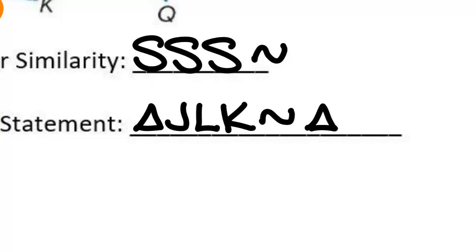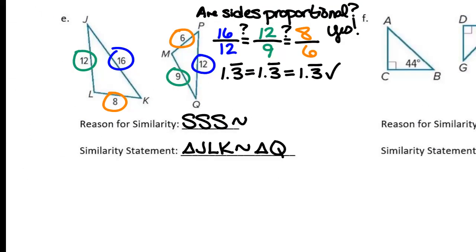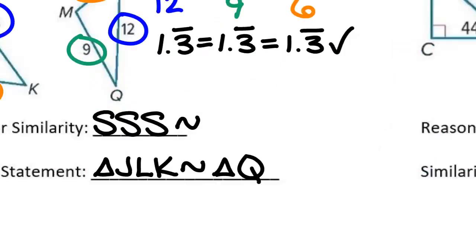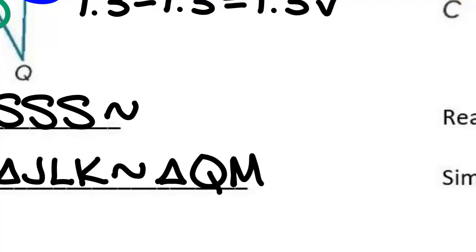So J, I notice, is at the corner where the blue and the green sides are coming together. Do you guys see that? Which corner is where the blue and green are coming together over here? Q. So I have to start this with Q. All right, so then it goes J, L. That's going along the green side. So this would have to be Q to what? Q to M. So triangle JLK is similar to triangle QMP. Beautiful.